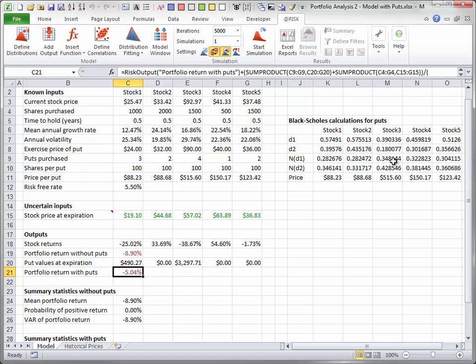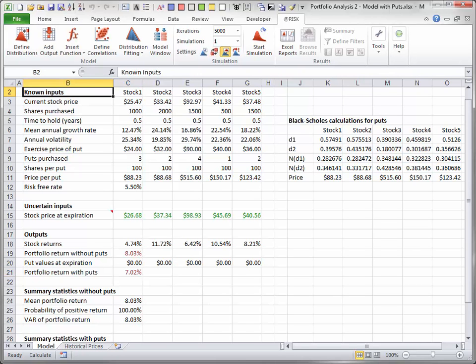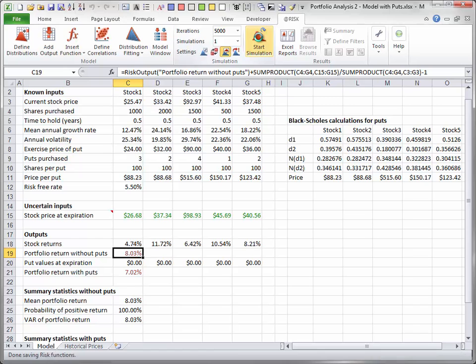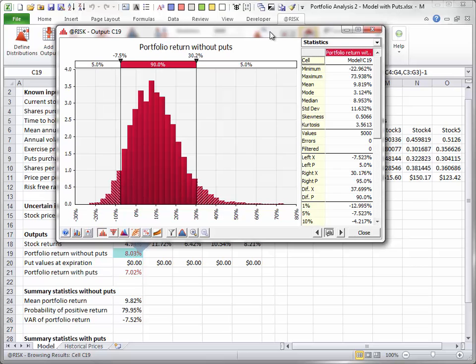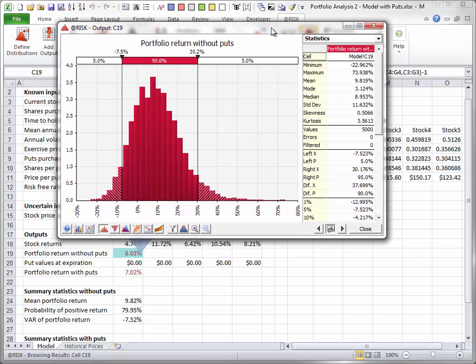The portfolio return without puts is consistently a little below the portfolio with puts. But is this necessarily bad? The simulation will shed light on this. Again, I will run 5,000 iterations of the simulation and then compare the distributions of the two outputs. As you can see from the histograms and the summary statistics on the worksheet, the difference isn't as large as the investor might expect or like.